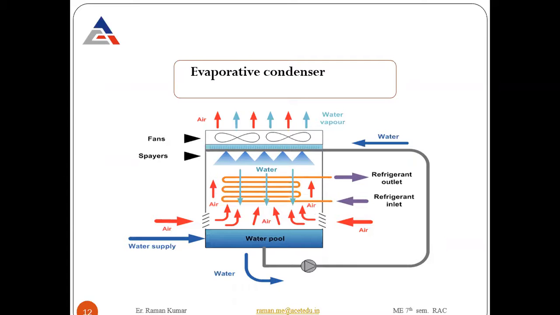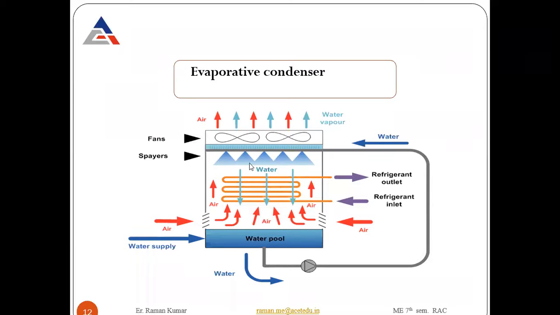This type of condenser is mostly used in big industry where a large amount of heat transfer is needed. This type of condenser, in which both water and air are used to cool down the refrigerant, is known as an evaporative type condenser.